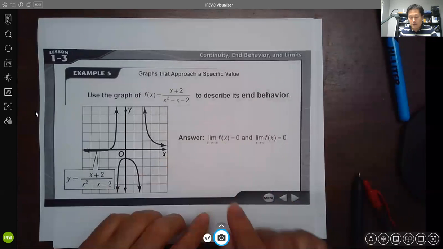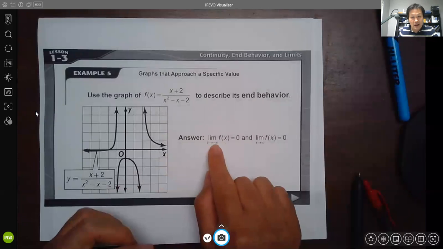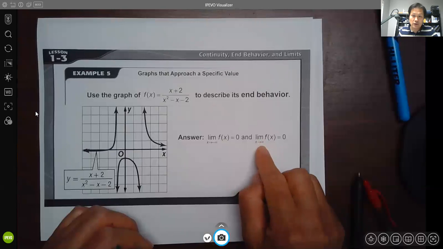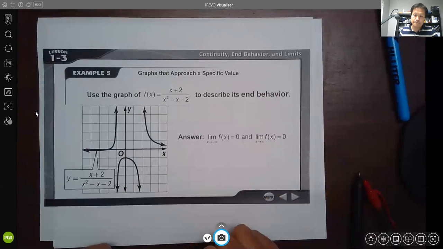Again, be very careful how you say left: x approaches minus infinity. How do you say right? x approaches positive infinity. And both of them are approaching 0.